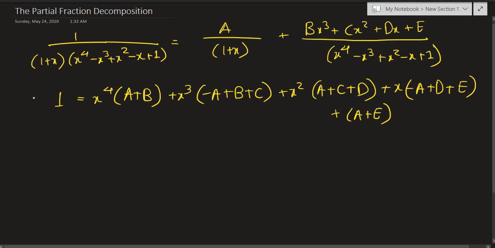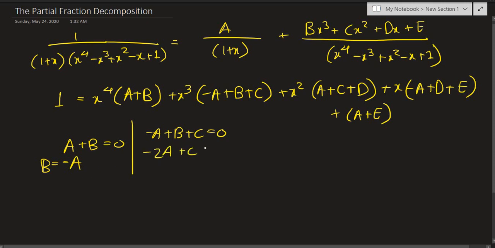Now notice that there is no x to the fourth here, so a plus b should equal 0, which means b basically equals negative a. Then x cubed also should have a coefficient of 0. So minus a plus b plus c should equal 0. We know that b equals negative a, so we have negative 2a plus c equals 0. So c is nothing but 2a.